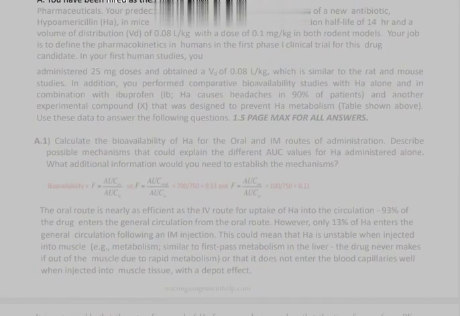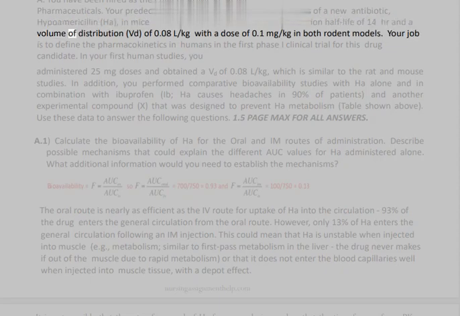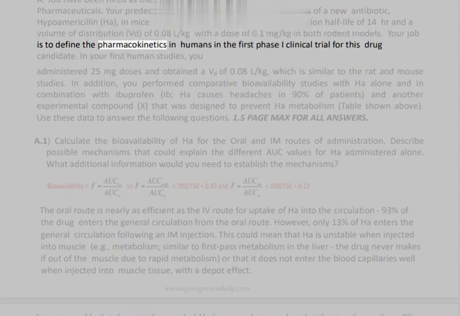A. You have been hired as the Chief of ADME at ACME Pharmaceuticals. Your predecessor characterized the pharmacokinetics of a new antibiotic, hypoamaricillin, HA, in mice and rats and obtained a plasma elimination half-life of 14 hours and a volume of distribution, VD, of 0.08 L/kg with a dose of 0.1 mg per kilogram in both rodent models. Your job is to define the pharmacokinetics in humans in the first phase I clinical trial for this drug candidate.